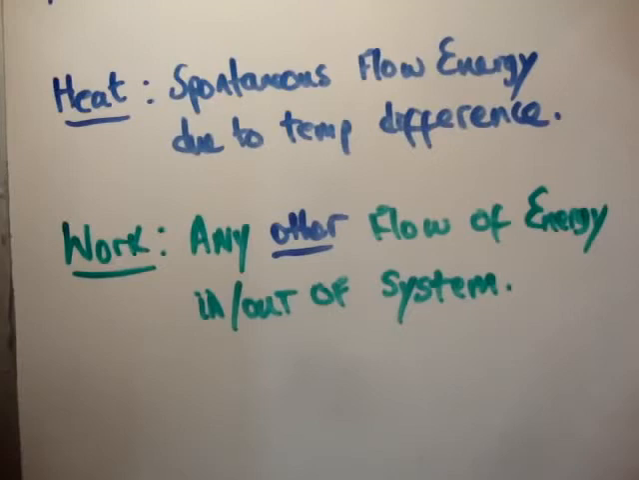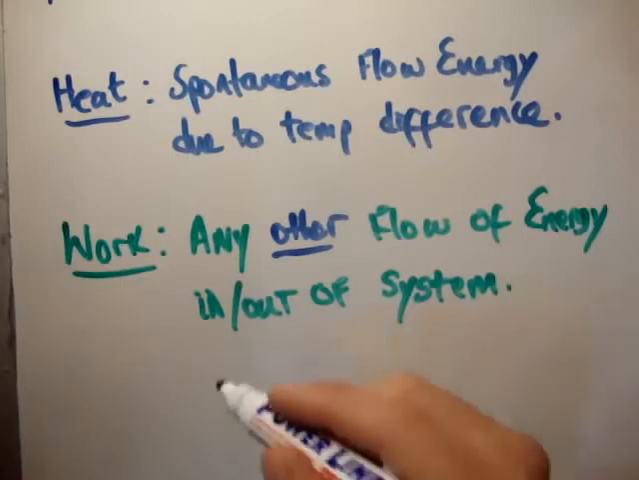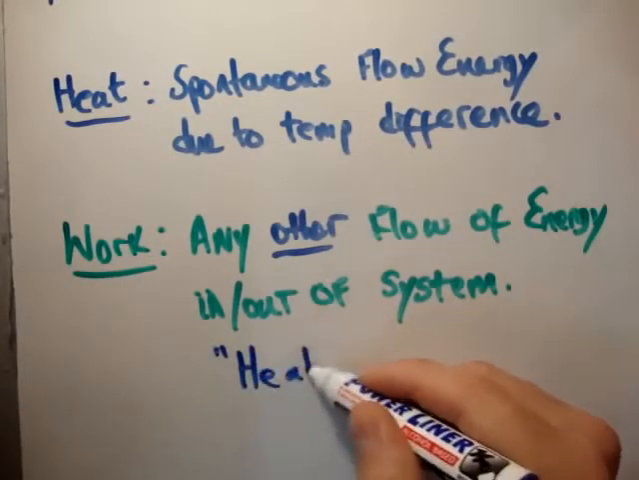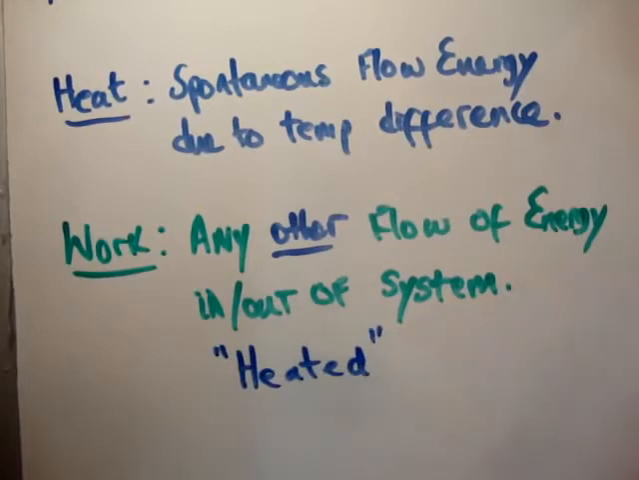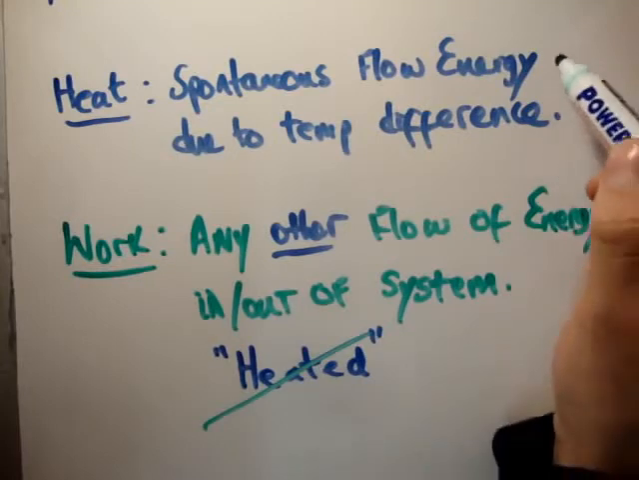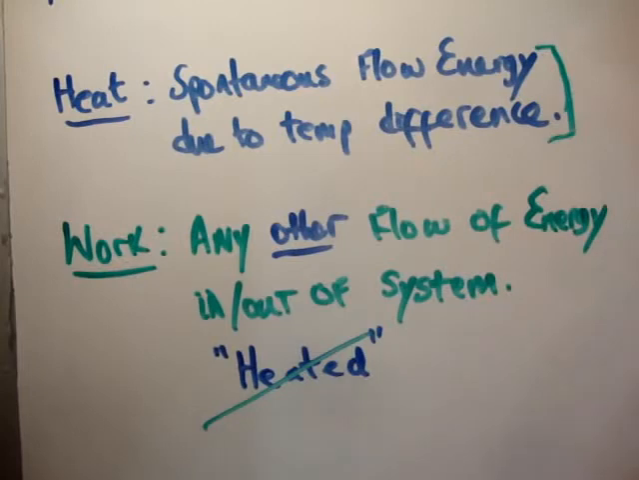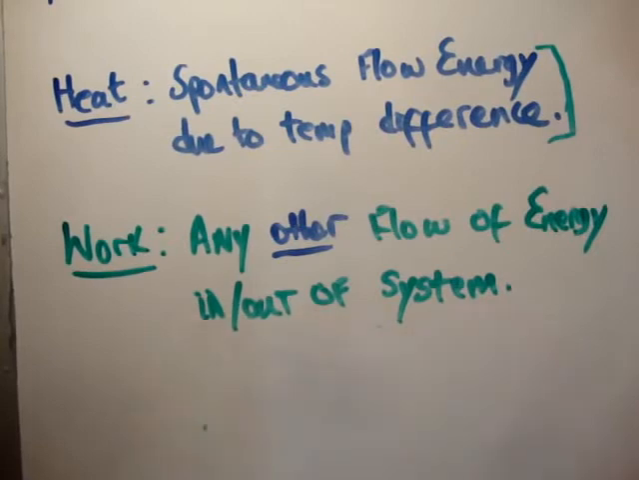But if work is being done on the system, we don't say that the system is being heated. Okay? If there's work being done on the system, we do not say that it has been heated. That is something you should never say. This is because the flow of energy is not a spontaneous one caused by a difference in temperature. If it were, then it would be a flow of heat, and therefore we're saying that work and heat are different. We're going to treat them differently, and account for them differently also.